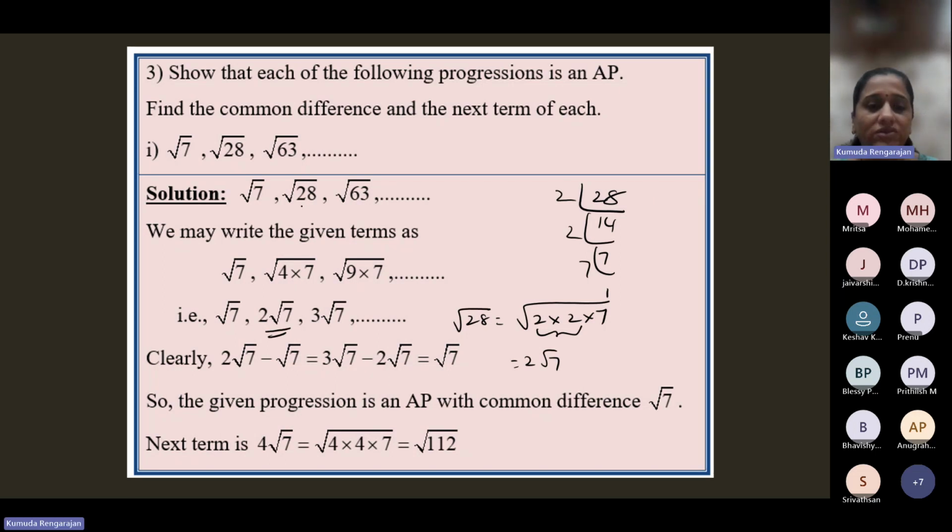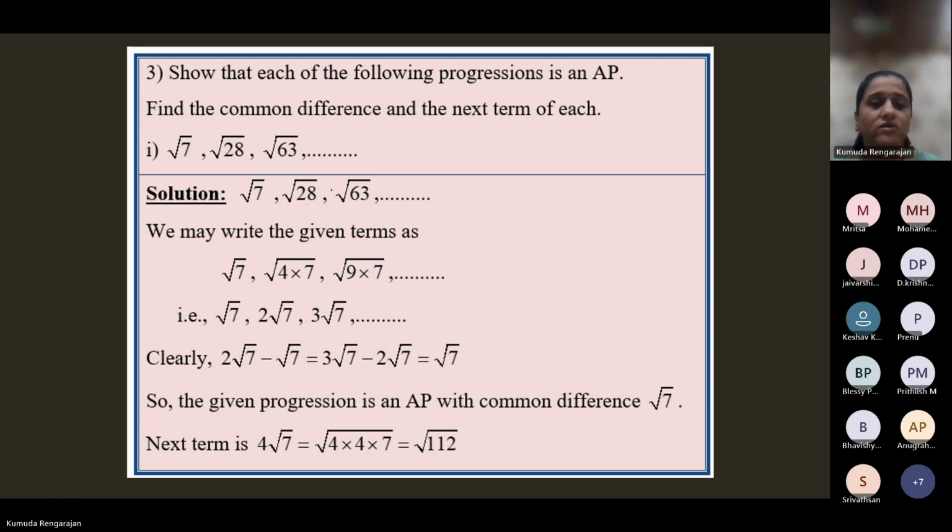So here I've expressed 28 as a product of a perfect square and another number. 28 can be written as 2 into 14 also, but I choose to write it as 4 into 7 because 4 is a perfect square, right? If it's a perfect square, it's easy to bring that number out of the square root. So I've written 28 as 4 into 7, where 4 is a perfect square, and 63 as 9 into 7, where 9 is a perfect square.